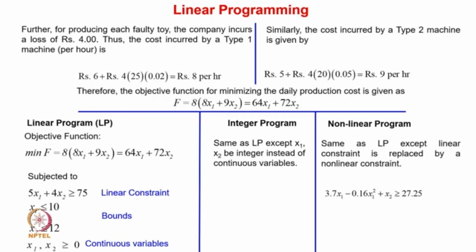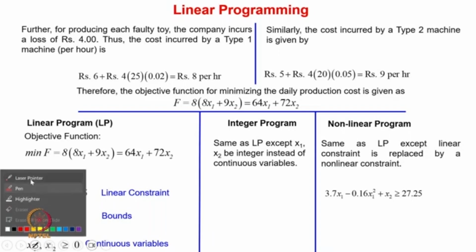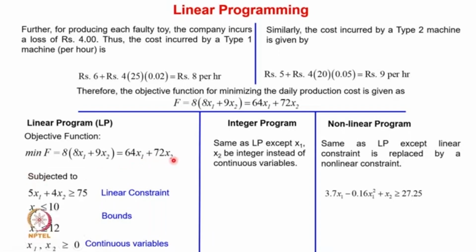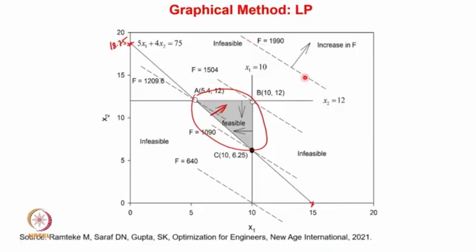Now what is the objective function given here? My objective function is a linear equation which is given as 64x1 plus 72x2. So this is going to give me a straight line, isn't it? For whatever values of x1 and x2 I put, I will get some value of f, and I can draw a locus of these values of f for different values of x1 and x2. That will be a straight line. So I can draw different straight lines like this for different f. Now I have to find that particular point where these straight lines intersect this feasible region and also give me the minimum value.